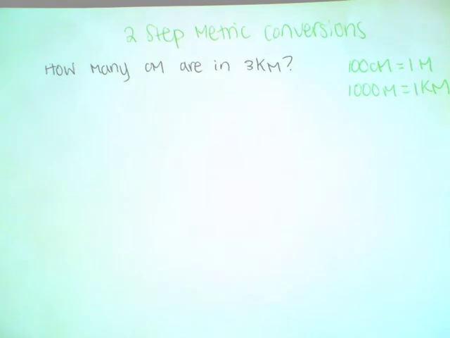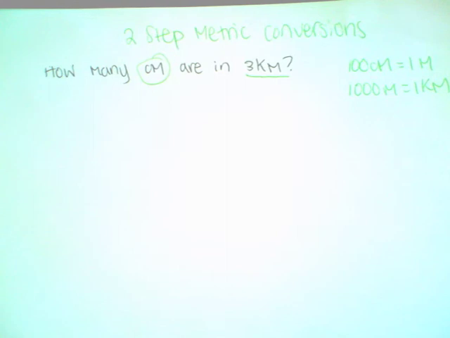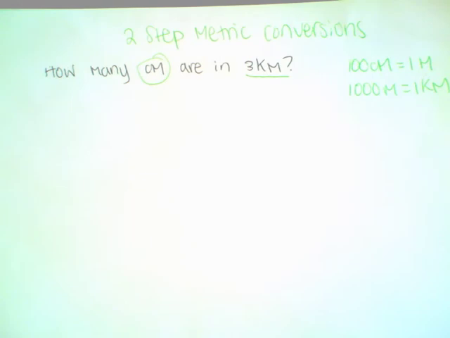Right, this example is a two-step metric conversion problem, which means we will need to do two conversions in order to get to the unit that we are looking for. The question asks for centimeters. You are given kilometers. Notice that the base unit here is meters.